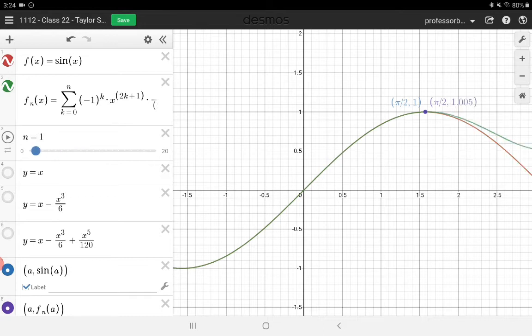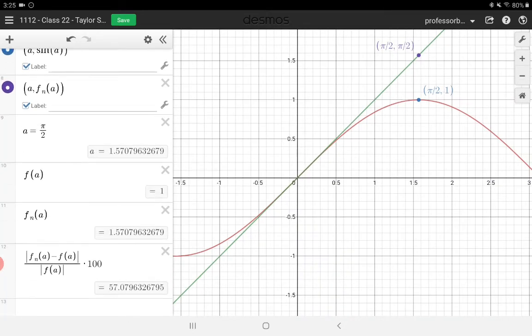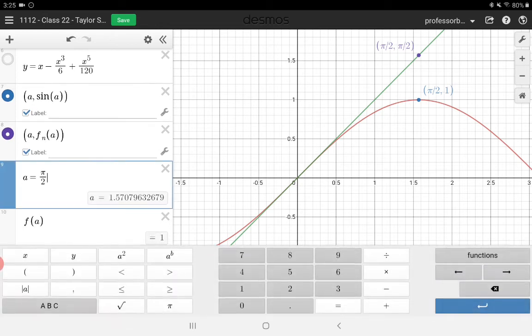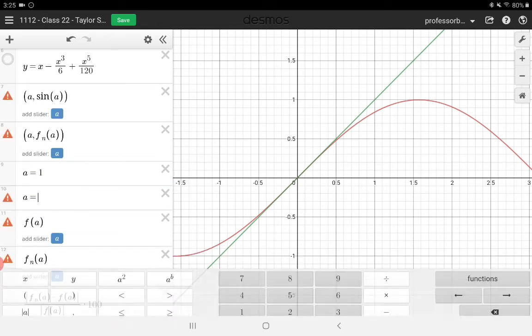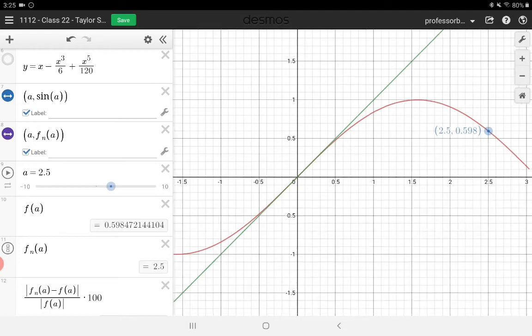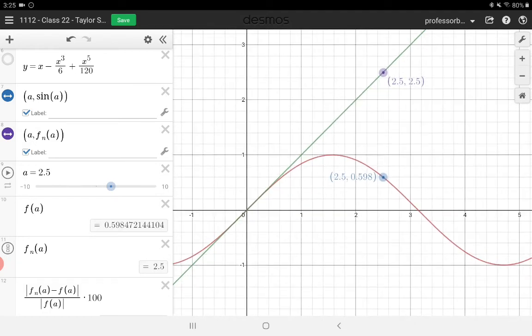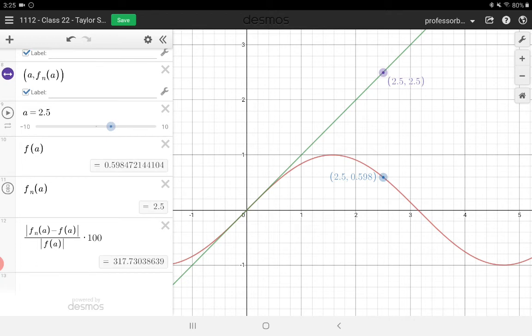Let me jump back to the line. And let's move the blue point over. Oops, I have to change A down here. Let's add a slider for A. And so let's make it something like that. Notice how my line is way off now. It's supposed to be outputting 0.598 and I'm outputting 2.5. That's a whopping 300+% error.